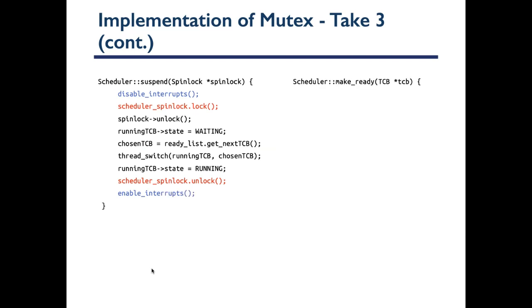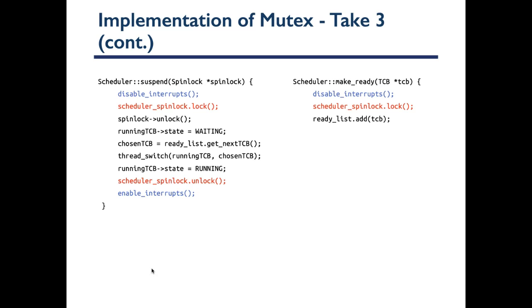Now for make ready, disable interrupts, acquire the spin lock. Sorry, now we want to make ready a TCB that was waiting, so we just add it to the ready list. That's all we need to do.